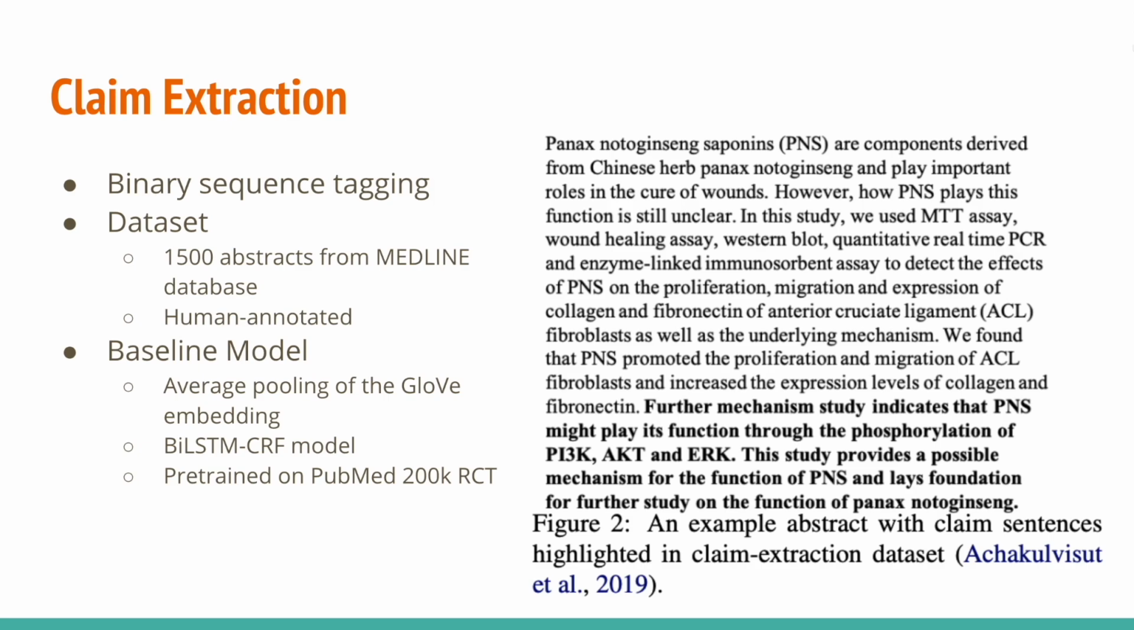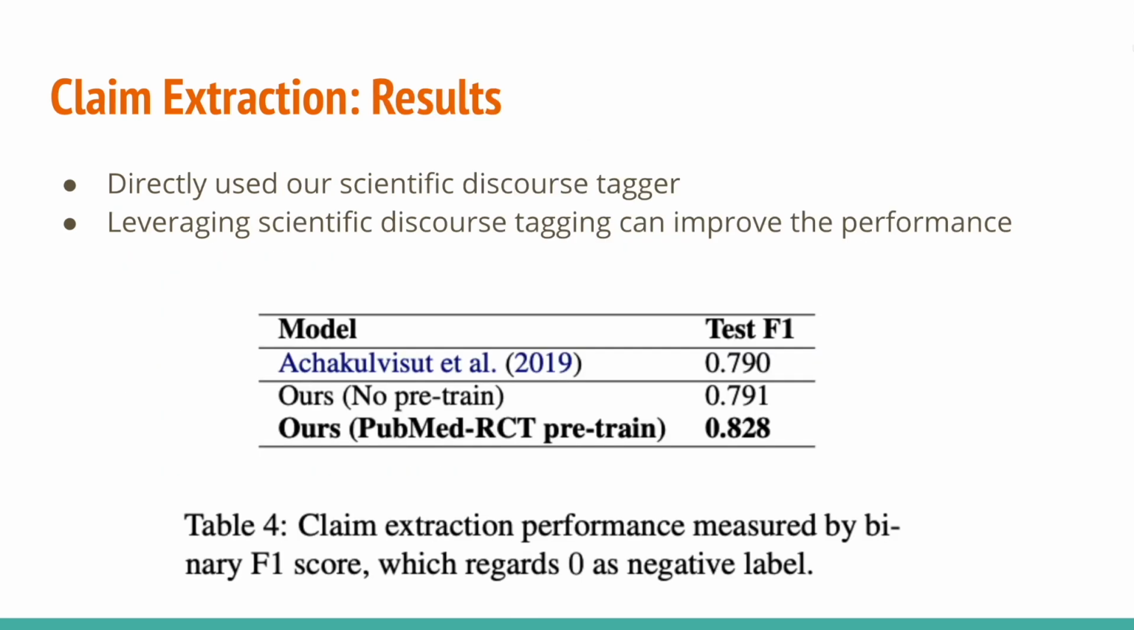The dataset contains 1,500 human-annotated abstracts from Medline database. The baseline model uses the average pooling of GloVe embedding and the bidirectional LSTM CRF model. It is pre-trained on PubMed 200K RCT dataset. Our solution directly applies our scientific discourse tagger to claim extraction. We show that with PubMed RCT pre-training, which is a type of scientific discourse tagging task, there is more than 3% of absolute F1 performance improvement.